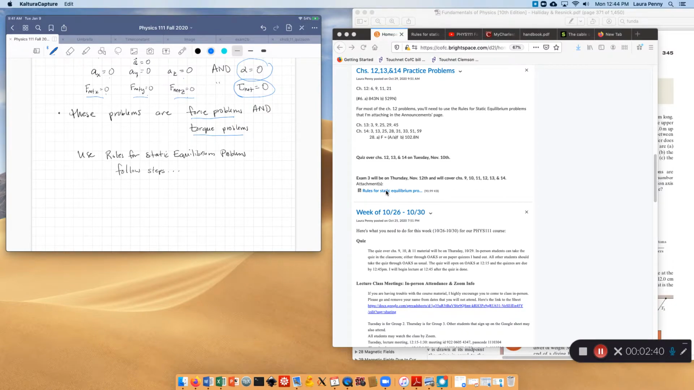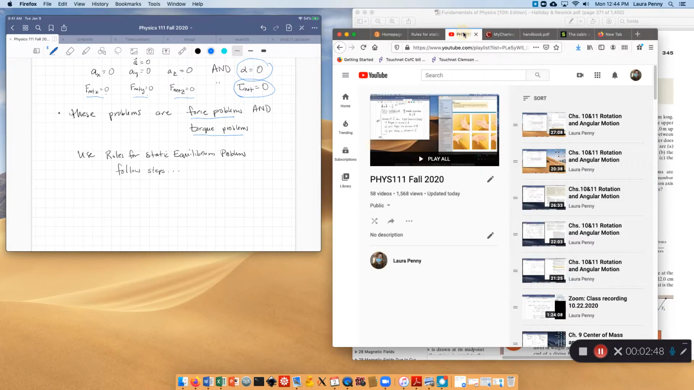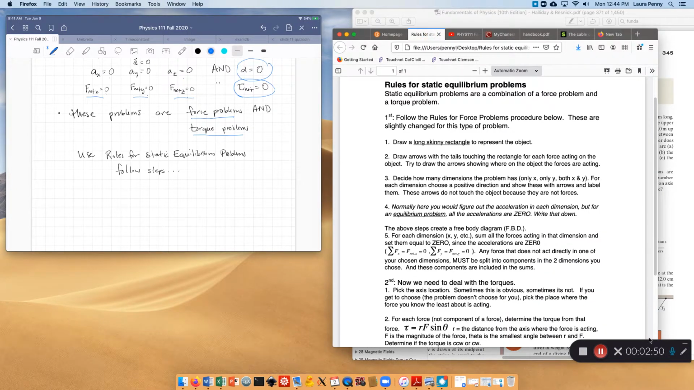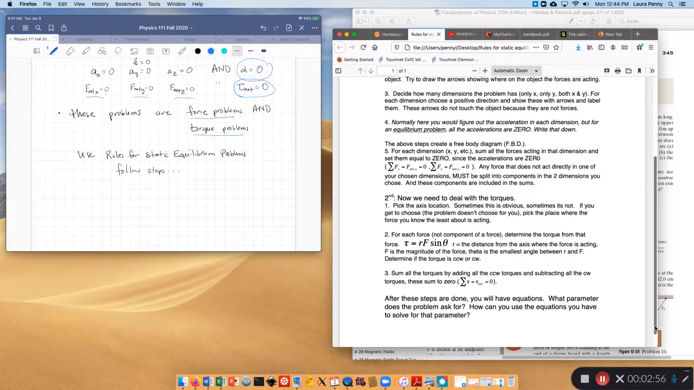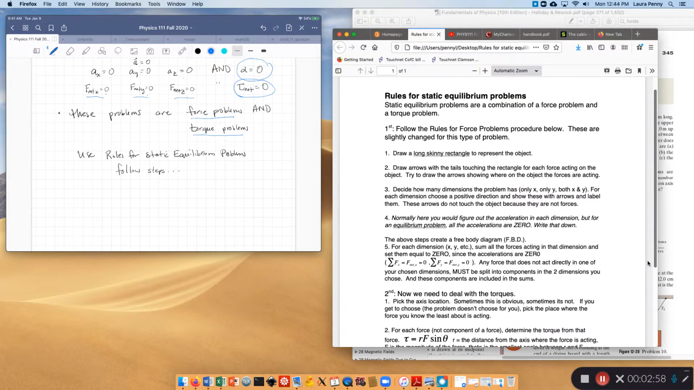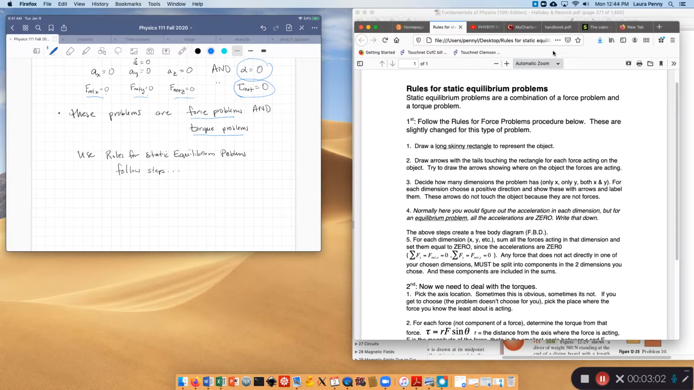I uploaded the rules for static equilibrium under the chapter 12, 13, and 14 practice problem announcement on our OAKS page. It looks like this. Here it is. It's a little longer than the rules for force problems because we have both force parts and torque parts. And I'm just going to follow these rules as I do some example problems.